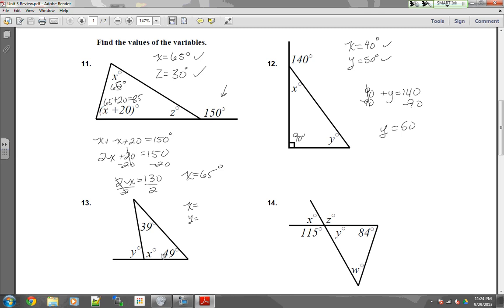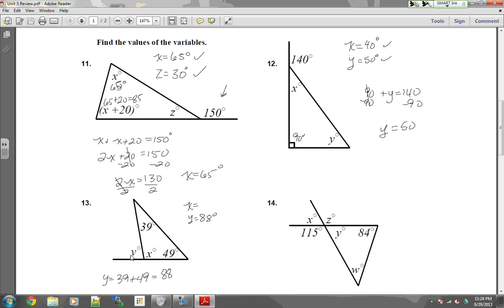So we know that y equals 39 plus 49, which is 88. So we know that y is 88 degrees. Now, since we know that x and y are adjacent supplementary, all we have to do is take 180 and subtract the 88 from it.